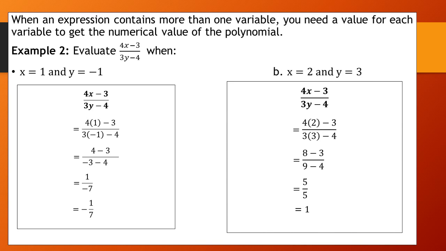What if we have 4x minus 3 divided by 3y minus 4 if x is equal to 2 and y is equal to 3? Again, substitute the values of x and y respectively. We have 4 times 2 minus 3 divided by 3 times 3 minus 4. 4 times 2 is 8 minus 3. 3 times 3 equals 9 minus 4. 8 minus 3 is 5. 9 minus 4 is 5. So 5 divided by 5 is 1.